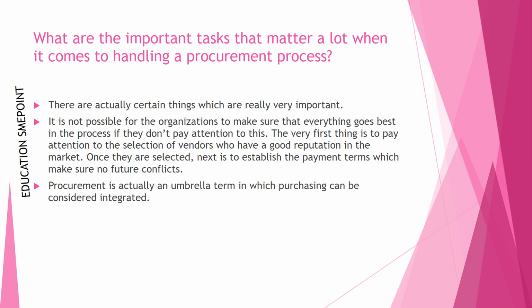What are the important tasks that matter a lot when it comes to handling a procurement process? It is not possible for the organizations to make sure that everything goes best in the process if they don't pay attention to this. The very first thing is to pay attention to the selection of vendors who have a good reputation in the market. Once they are selected, next is to establish the payment terms which make sure no future conflicts. Procurement is actually an umbrella term in which purchasing can be considered integrated.